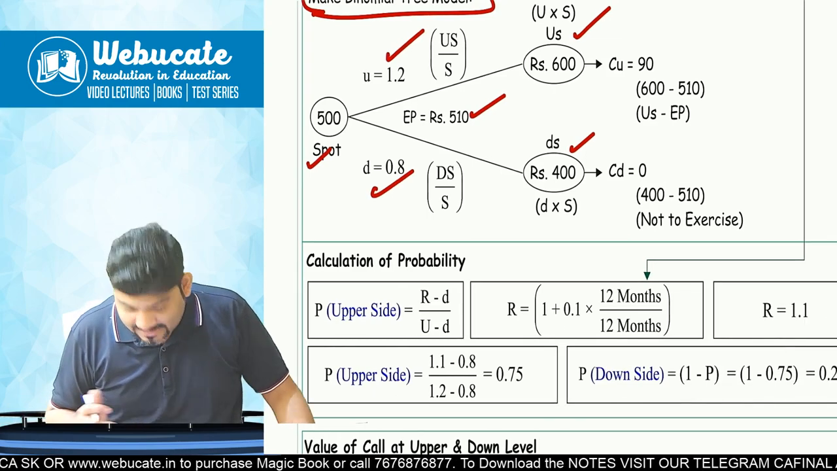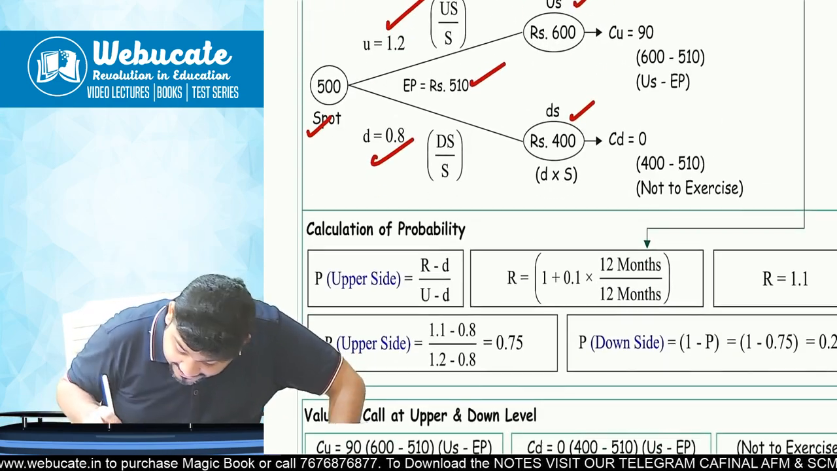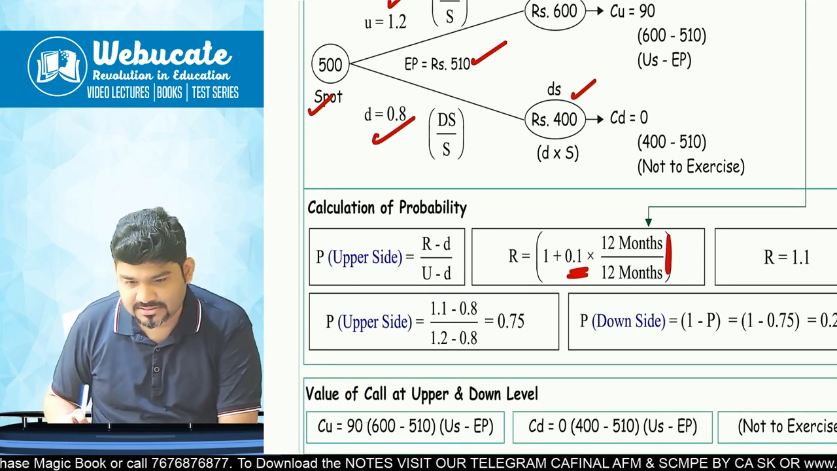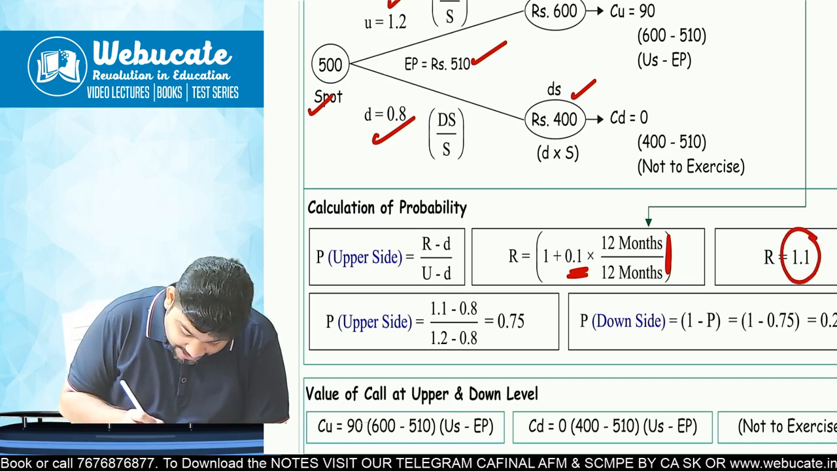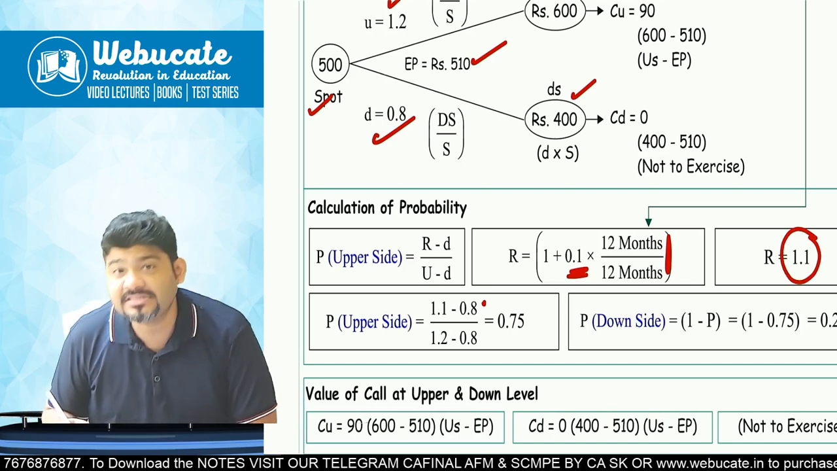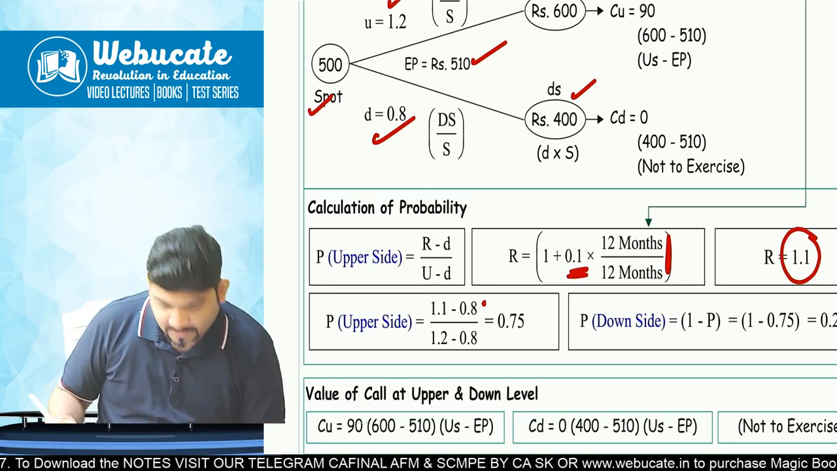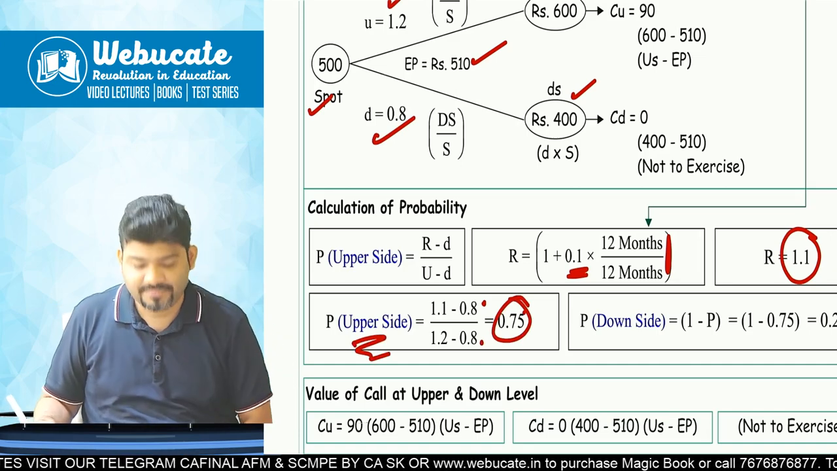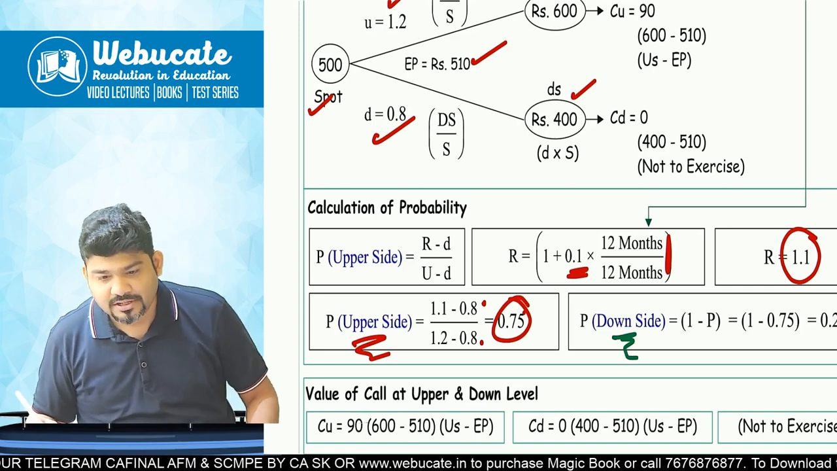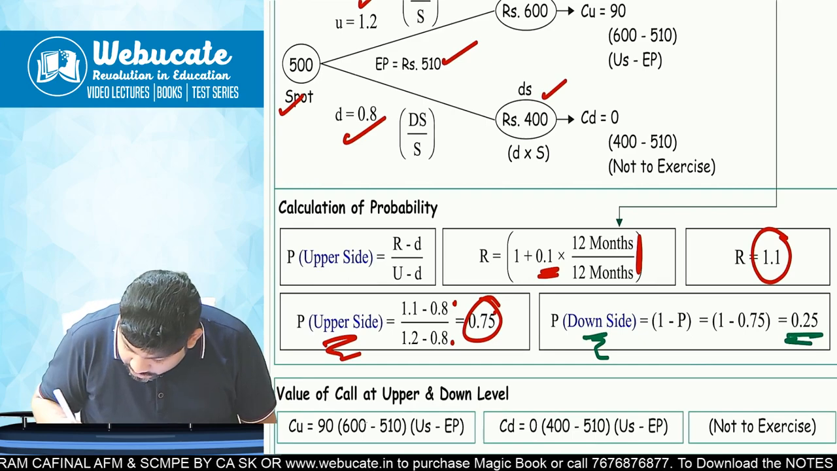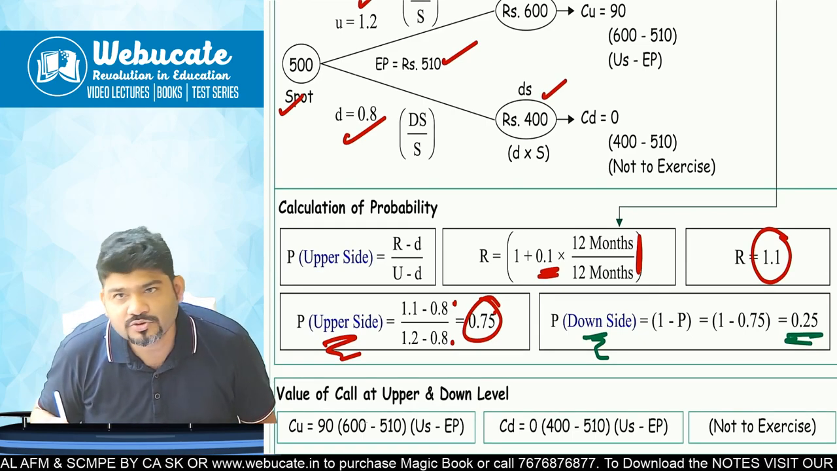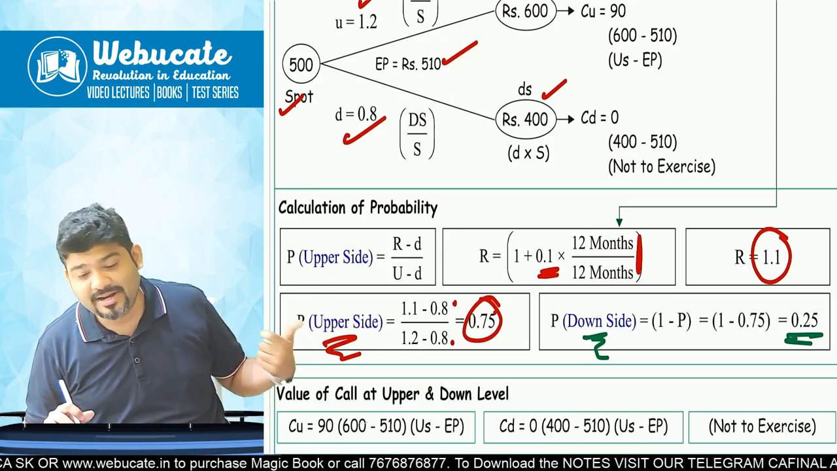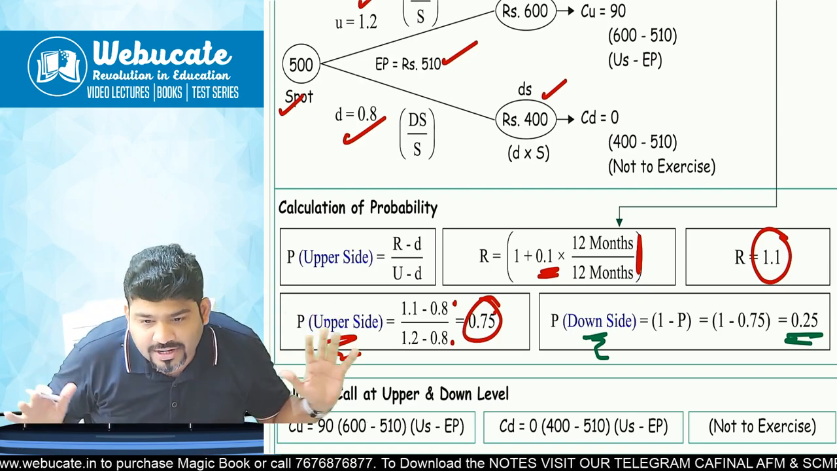So R is 10%. It is given in the question. So R, obviously for the duration, which is 12 months, is 1.1. So 1.1 minus 0.8, which is D, upon 1.2 minus 0.8. So this will become 0.75, which is the probability of upper side. And then we have the probability of downside, which will be 1 minus P. So 0.25 will remain. 0.75 for upper side probability and 0.25 for the remaining one. Got it, everybody? Yes, sir.